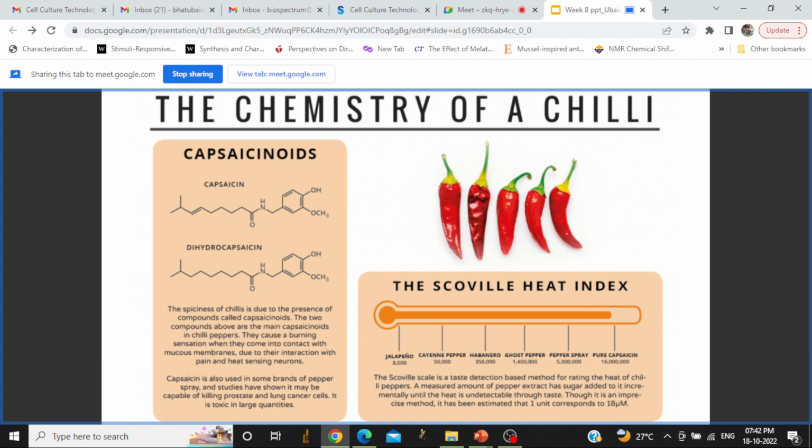So capsaicin is also used in the pepper spray and other things, and it is also explored for its physiological effects, like in case of cancer or other things. And here on the right side there are different types of capsaicins and the index of how much heat they have or how much irritation they cause is mentioned. And these capsaicins cause irritation on the mucous membrane, or if they are sometimes rubbed on the skin, they also may cause irritation.